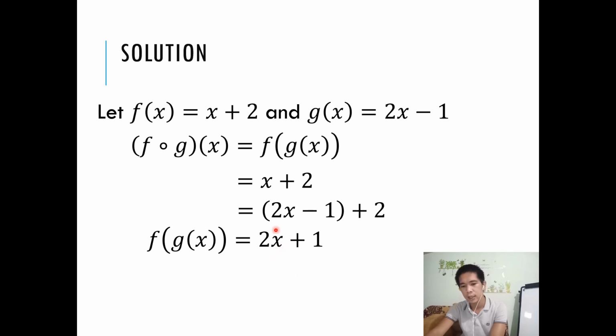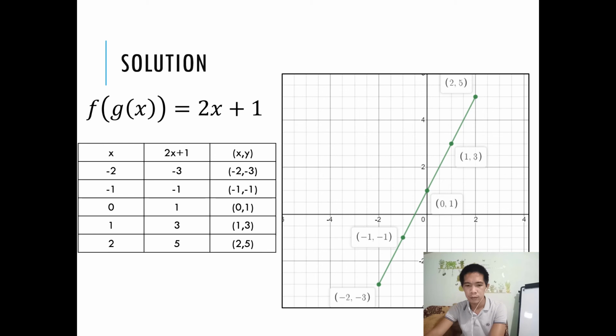Kasi lahat naman ng number, pwede mo i-substitute dito at magkakaroon siya ng sagot. Example, negative 1 million. May answer pa rin. Positive 1 million, may answer pa rin. Decimals, may sagot. Fraction, may sagot pa rin. Kaya all real numbers. Paano yung graph? So, sa graph, again, you can just simply set values of x from negative 2 to positive 2.